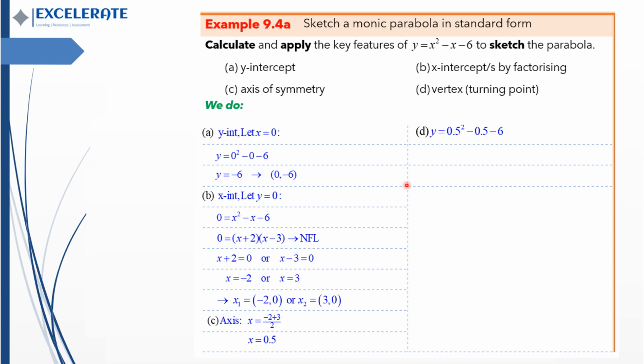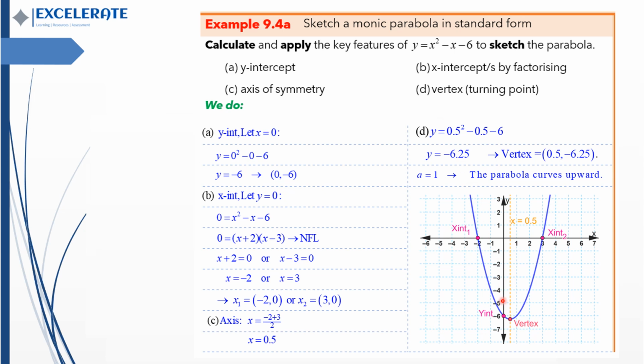The axis of symmetry is where the vertex lies on, so I'm going to sub in 0.5 to the equation. Getting a calculator out, the y value for the turning point is negative 6.25. So I've got the coordinates of the vertex. The a value for this quadratic was positive 1, so the parabola curves upward. So plotting those key points, the y-intercept, the vertex, the x-intercepts, and the axis of symmetry, we can sketch our parabola.